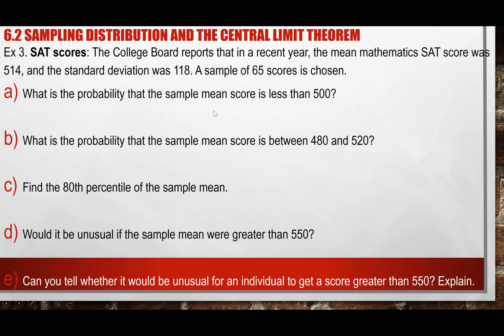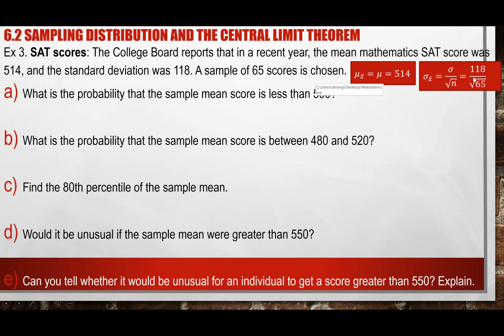That's good enough. So now looking at this, they ask you, what is the probability? We know that for probability, we need to use the normal CDF. What is the probability? Normal CDF. Find the percentile, inverse norm. What is it unusual for greater than the number? This doesn't have a percentage, so this is normal CDF. Okay, but again, let's take a look at A. In order for you to do A, B, C, D, E, we have to know our mean and our standard deviation. Everybody agree that this is my mean, 514, and my standard deviation, I have to do that adjustment. I have to take 118 divided by the square root of 65.